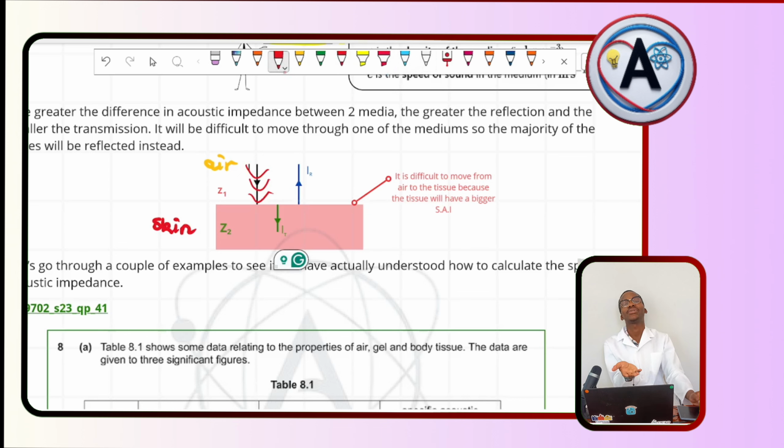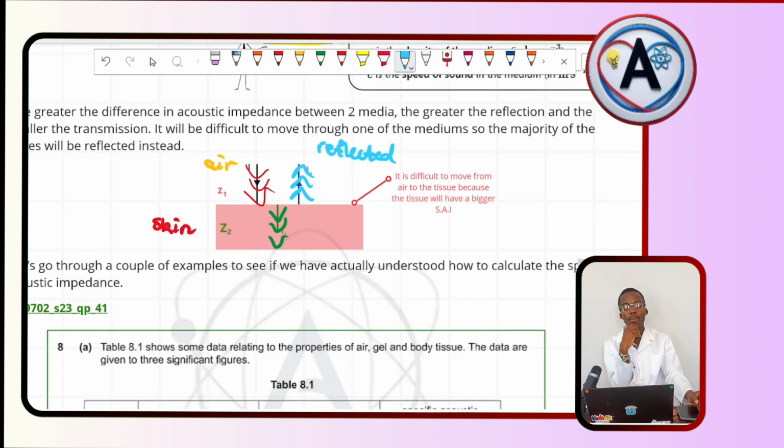This is so difficult. I'm never going to enter into skin because it has a higher specific acoustic impedance. Why bother? Most of my waves are going to be opposed either way. It's going to struggle entering into skin, and it's going to get reflected. So most of it will be reflected back, and some of it that is able to pass through will pass through. And you can therefore realize that a lot of the waves are reflected if there's a very large difference in acoustic impedances.